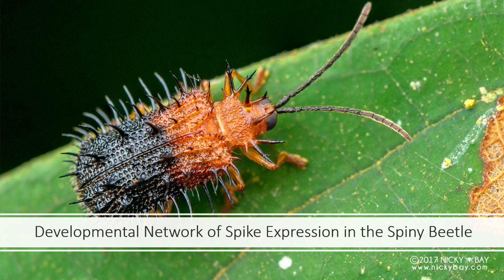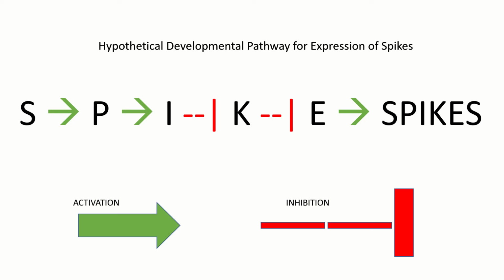Today we'll be looking at the developmental network of spike expression in the spiny beetle. This is an image of a spiny leaf beetle. As you can see, there are many spikes covering its ectoderm. However, there are some gaps. This is because not every cell in its ectoderm is able to express these spikes. In this video, we'll be asking ourselves why this is.